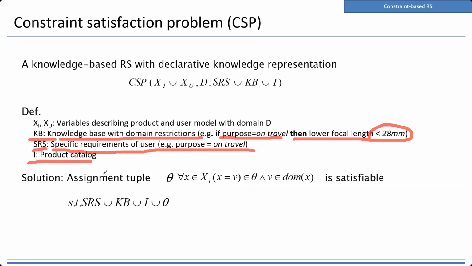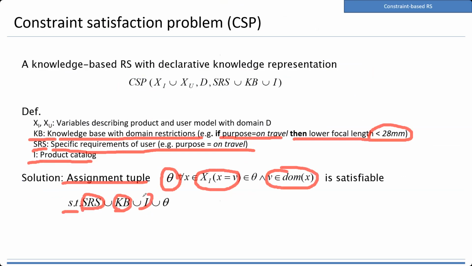So the idea is very simple. We want to assign values. It means we have some kind of condition data, whether it is in the requirement of the product variables, and whether it is also in the domain, and it satisfies the specific requirements, the knowledge base, and the product catalog.